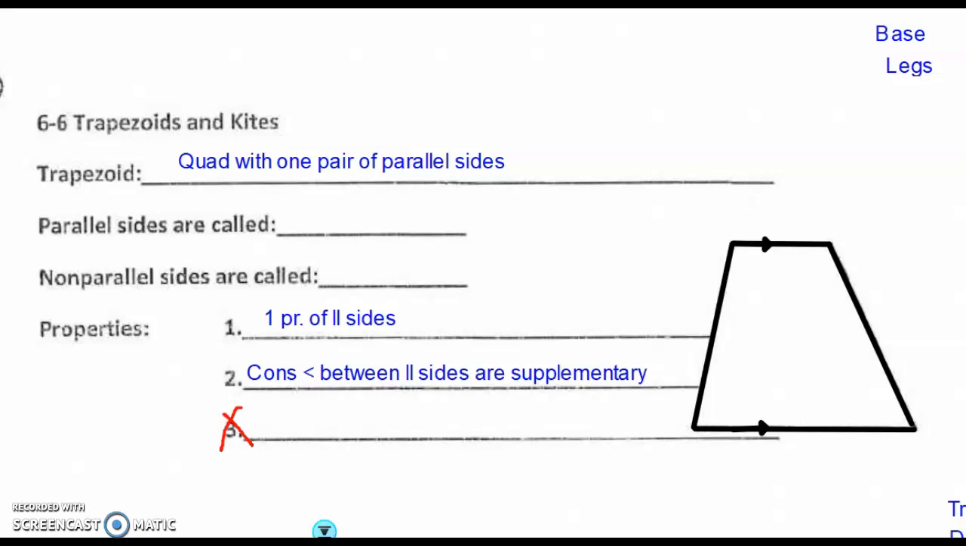We're going to be doing trapezoids and kites, and the only thing we'll do today is you'll need to watch this Edpuzzle video, but we are on handwritten page 28.